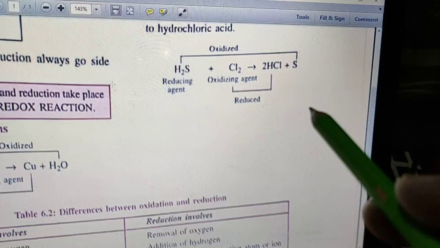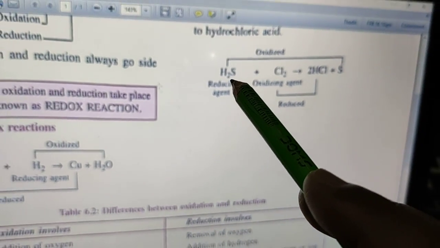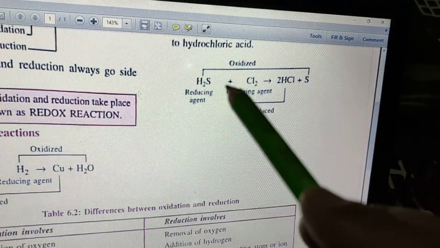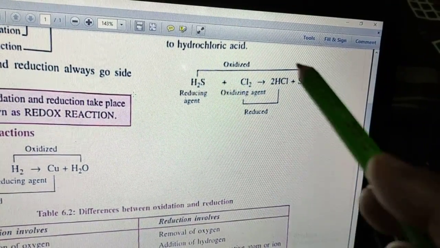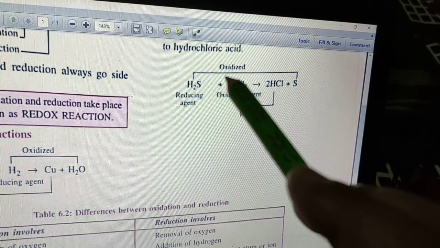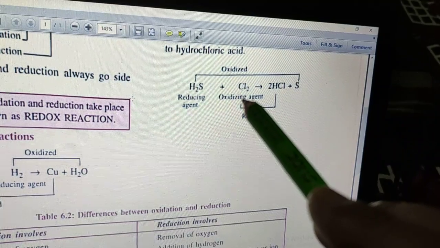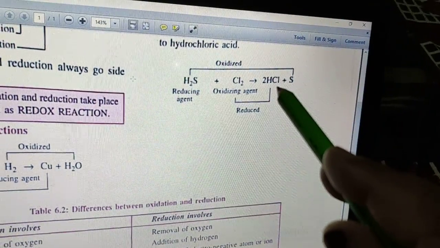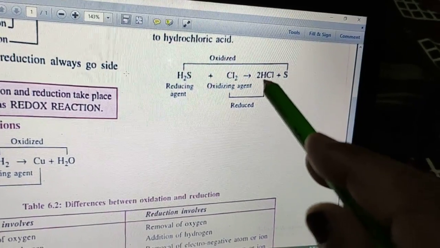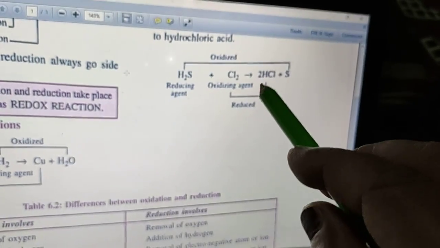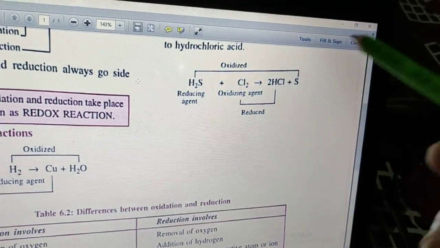Other example we have over here: hydrogen sulfide reacting with chlorine to give you HCl and sulfur. Now over here, H2S to S, there is removal of hydrogen, so we can call it oxidation. And from chlorine to HCl, there is addition of H, so it is a reduction process. In this way we can identify the oxidizing and reducing agent by the oxidation and reduction method.